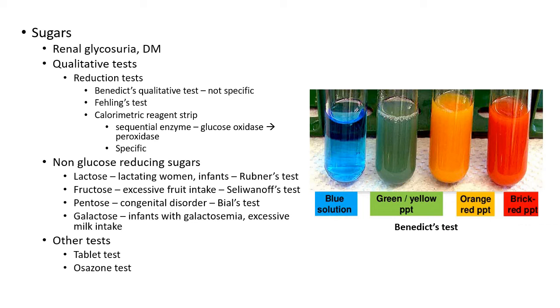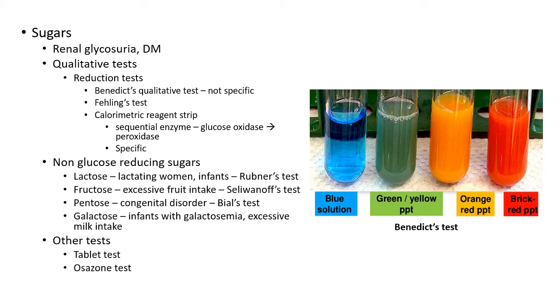Another test is Fehling's test. Here the reagent used consists of two solutions, solution A and B. Solution A has copper sulfate and distilled water, whereas solution B has sodium hydroxide, sodium potassium tartrate and distilled water. Both solutions A and B are mixed, boiled, and a few drops of urine is added. The color change is noted. The color change is similar to that of Benedict's test.